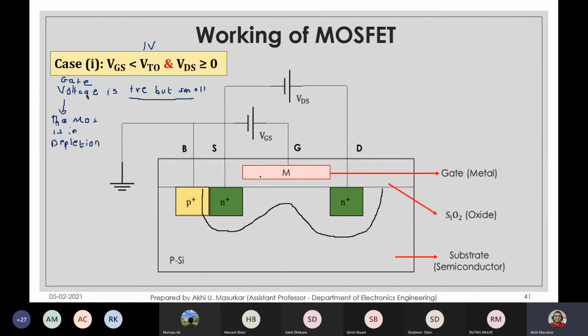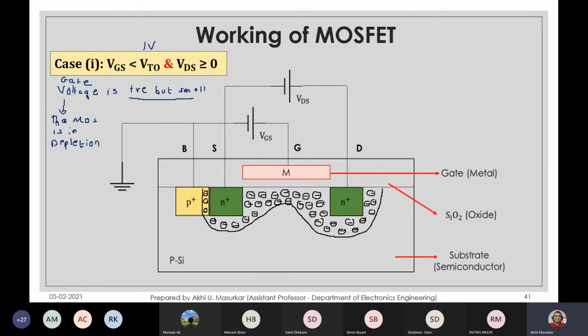We get a depletion region around the channel region. In the channel region, there are only negative immobile ions. So you will draw this structure again, and like how I am drawing, you will only show negative immobile ions like this.